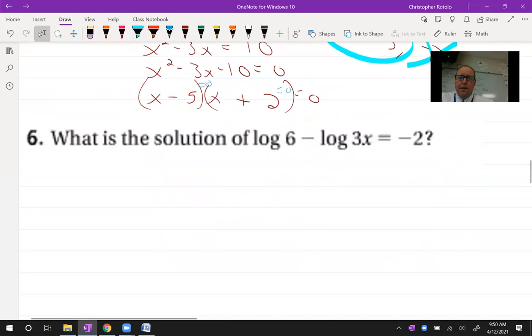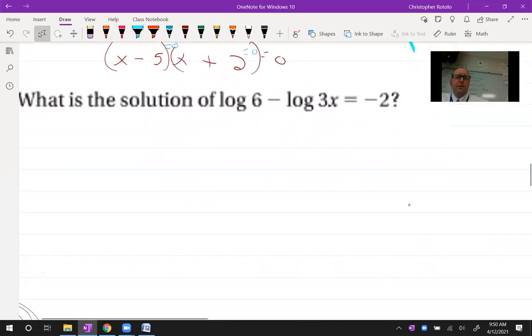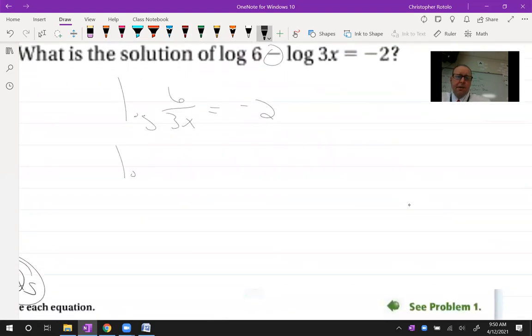All right, so what else we got? Yeah, we can do all sorts of problems like this. So this is why we spent some time on our log properties, right? I see subtraction, so this becomes log 6 over top of 3x, and it equals -2. Well, 6 over 3 is 2, so I'm going to fix that so this doesn't become any hairier than what it is. So it's 2 over x equals -2.